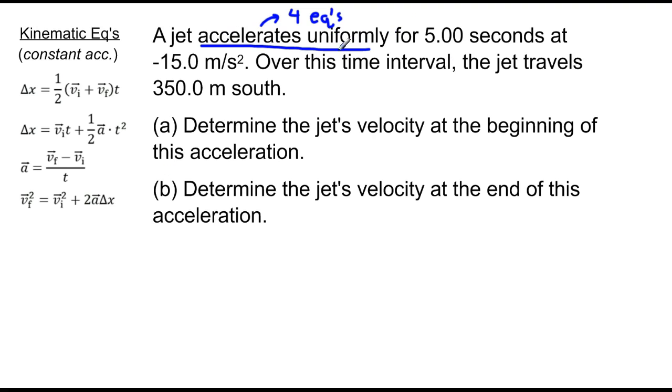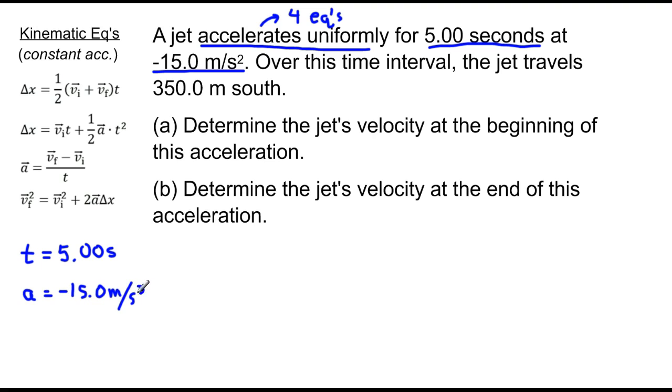So it accelerates uniformly, use the equations, for 5 seconds. That's a given, that's a value. I've just been given the time, because it's in seconds. That's how I know. Okay, it accelerates uniformly for 5 seconds at negative 15 meters per second squared. It kind of sounds like a velocity, but let me look at the unit. The units are meters per second squared, so that has to be acceleration, not velocity. So the acceleration is negative 15.0 meters per second squared.